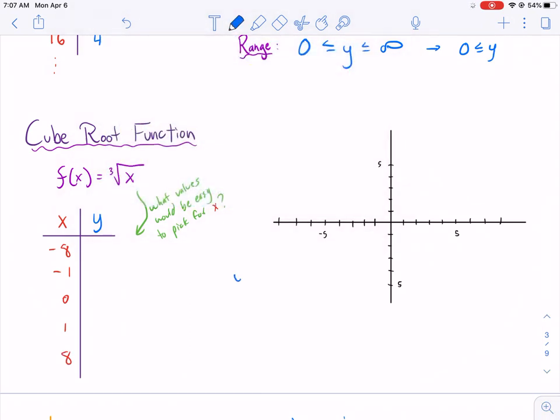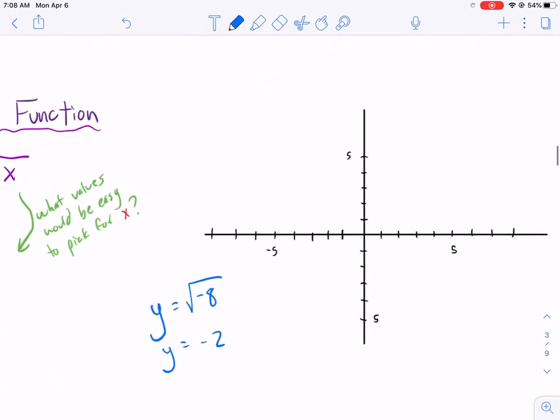So as we take the cube root of negative 8, we get negative 2. So y equals negative 2. Cube root of negative 1. So negative 1 times negative 1 times negative 1 gives us negative 1. So the cube root of negative 1 is negative 1. Next up, we have 0, which is going to be 0. Then we have positive 1, and then we have positive 2.